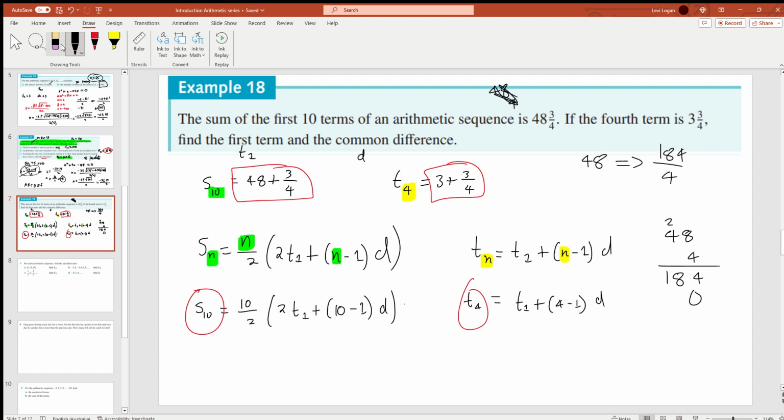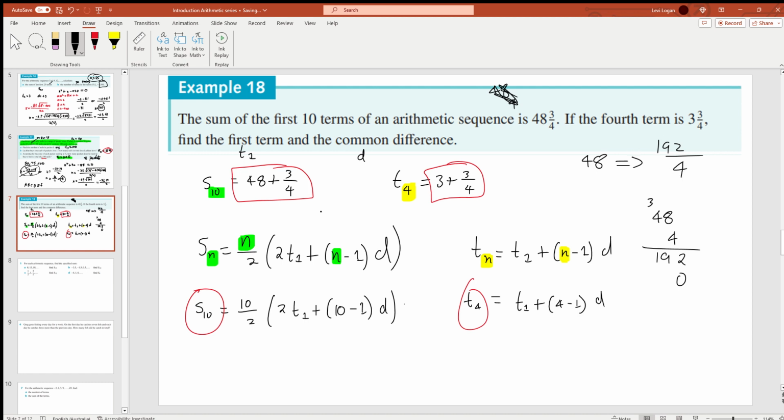If you were to double check that, 184 divided by 4, it should give you... actually no, that's incorrect. Let me double check that. No, that's not correct. 48 times 4. 4 times 8 is going to be 32. Sorry, my mistake, I just realized I put 24 there. 4 times 4 is 16, plus 3 is going to be 19. So 192 on 4 should be 48. My mistake there, guys. Sorry about that.